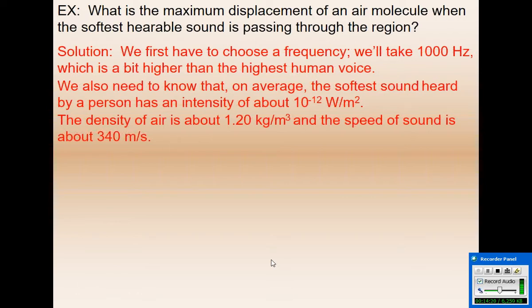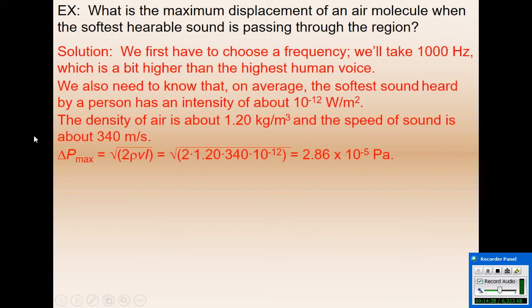If I find delta P max, we have a formula on the previous slide that allows us to determine S max. Well, if I want to find delta P max, I have information using intensity, so I'm going to have to use that first equation on the previous slide. If I algebraically solve for delta P max, I get that it's equal to the square root of 2 times rho times V times I. I know rho, I know V, I know I. We plug in the numbers and we get that the maximum deviation in pressure is 2.86 times 10 to the negative 5 pascals.